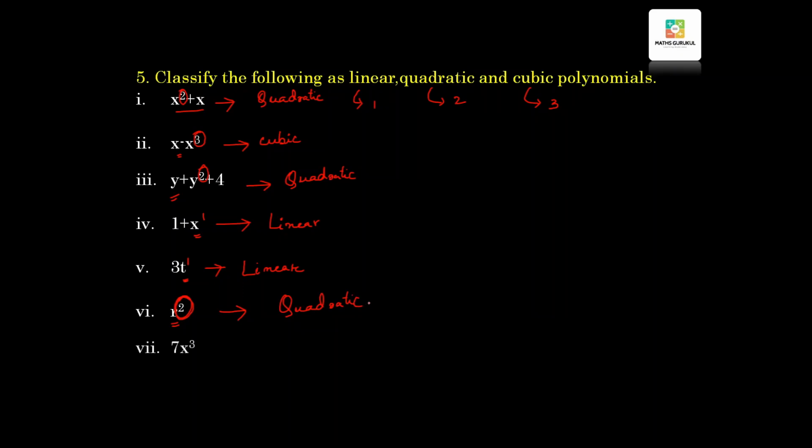In this sum, we find that the given polynomial is 7x to the power 3. So here also we see that there is only one variable involved, and that variable is x. And the highest value of x is 3. Okay. Since the highest value of x is 3, it is a cubic polynomial. Okay. This is a cubic polynomial.